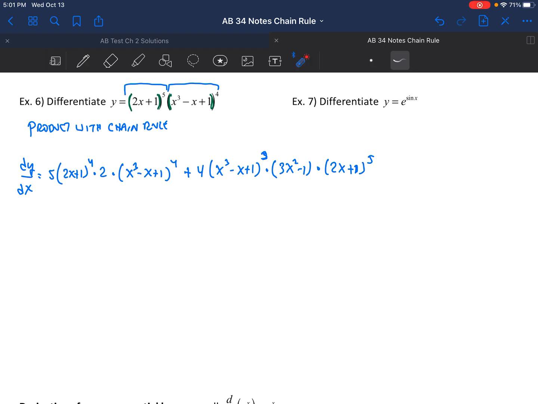We can, of course, group common terms. I see 5 and 2. We would multiply those. 4. Nope, no other constants with the right. There we go.